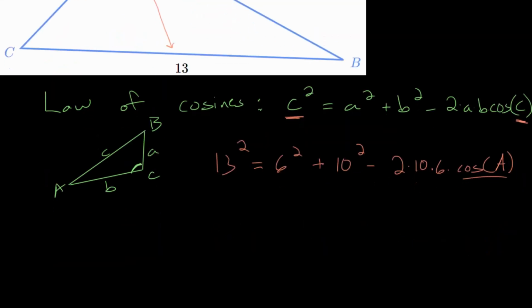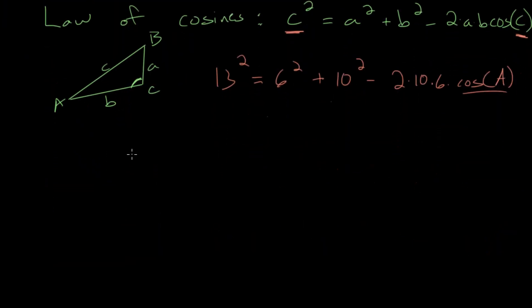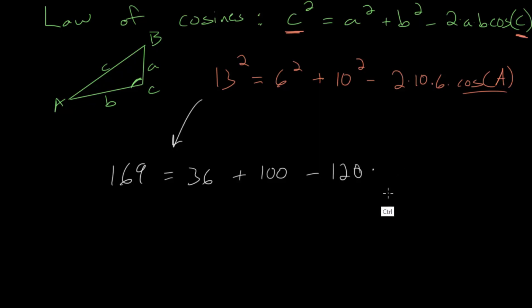At this point, we just have a lot of arithmetic, and we can solve for the cosine of our missing angle. Let me make some room here, and we can continue working on this. 13 squared, 13 times 13 is 169. 6 times 6, that's 36. 10 times 10 is 100. Then we have 2 times 10, which is 20, times 6, which is 120, and we're subtracting that. That is multiplied by the cosine of A. Let me just rewrite that.